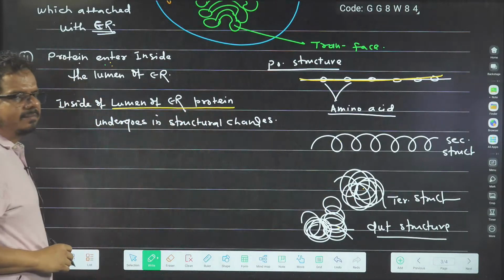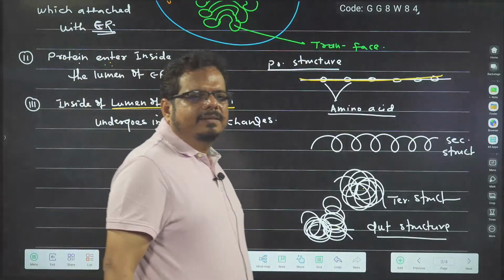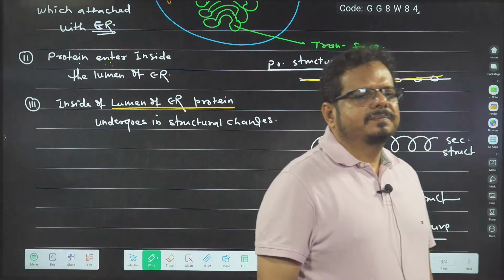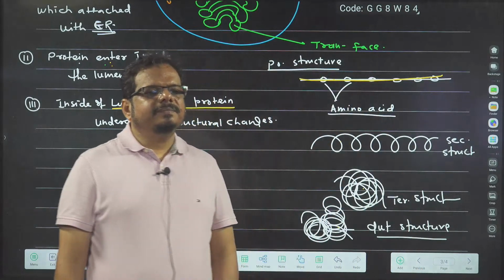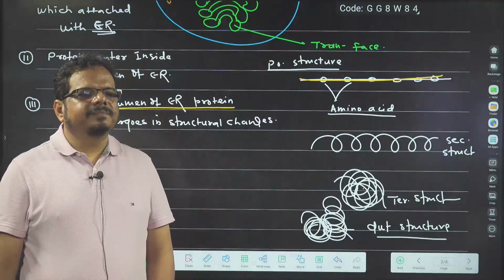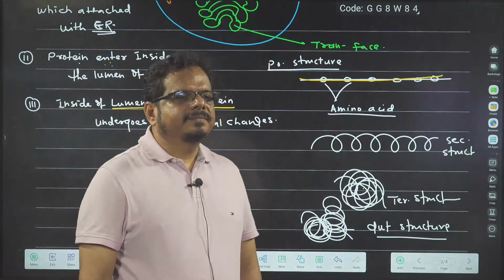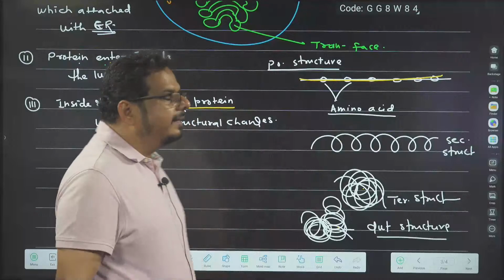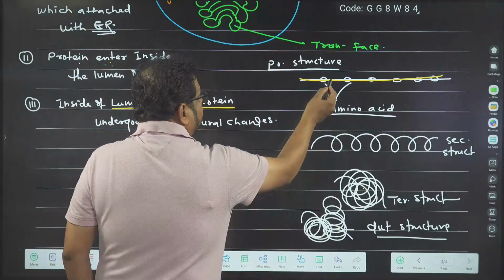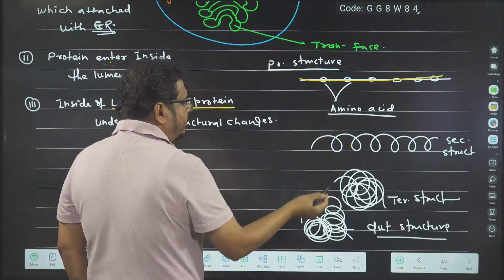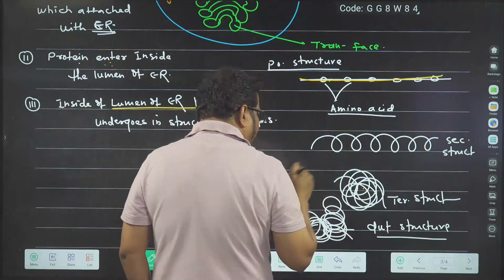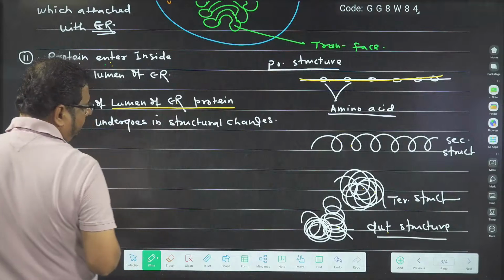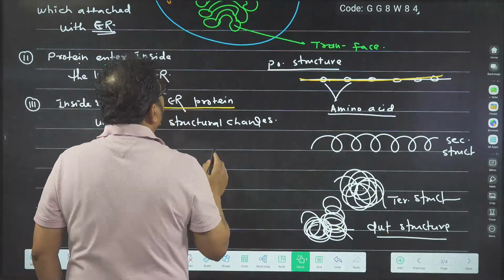You got the basic idea? So the primary structure is converted into secondary, secondary to tertiary, tertiary to quaternary structure. These all changes occur in which one? Endoplasmic reticulum.